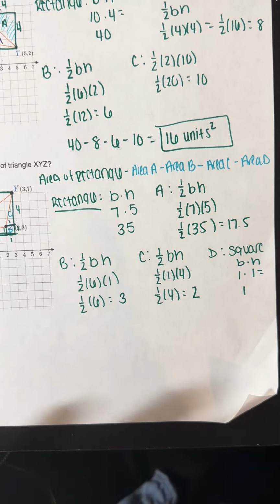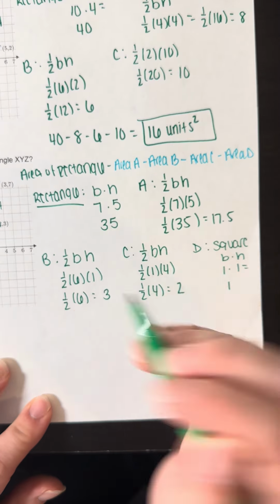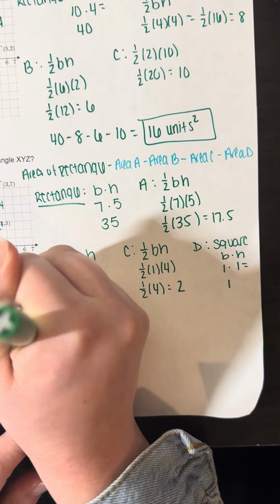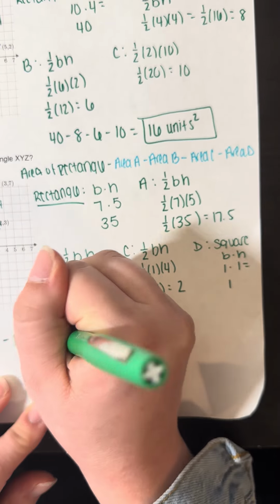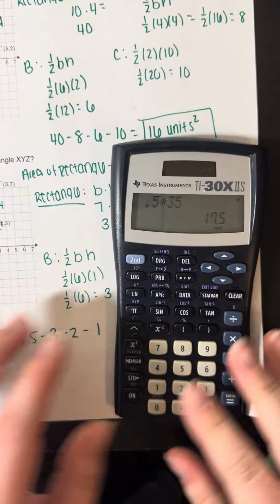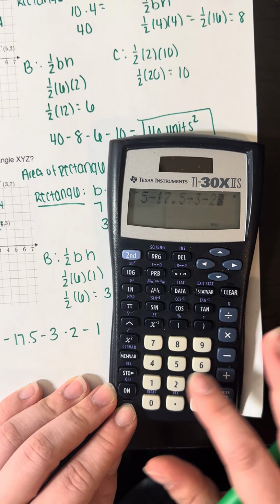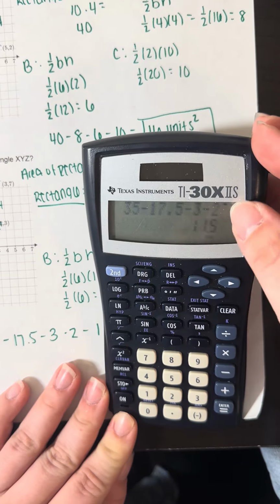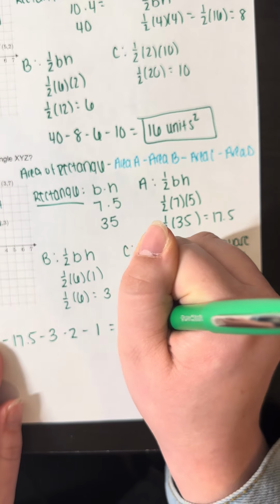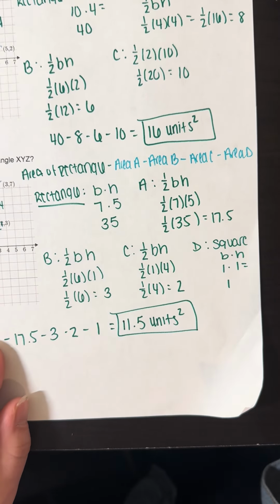All right, so now that we got all of that, I'm going to do my formula over here. I'm going to take the whole rectangle, which was 35, minus area A, which is 17.5. B was 3, C was 2, and D was 1. So if we calculate that, 35 minus 17.5 minus 3 minus 2 minus 1, we get 11.5 for my area. 11.5 units squared. That's our answer.